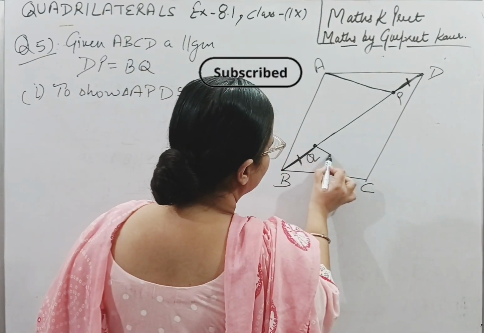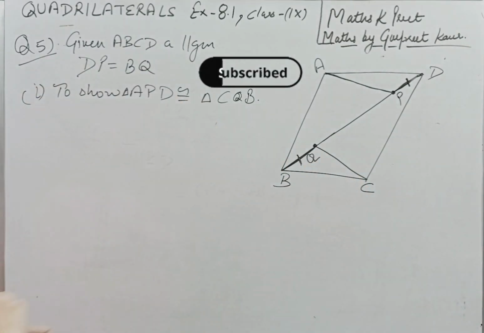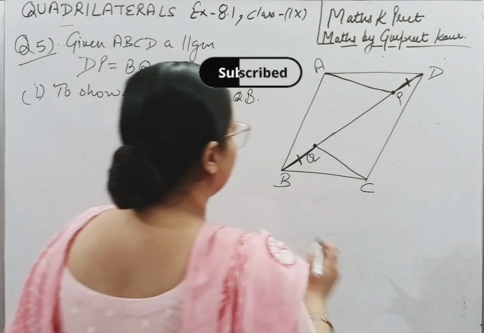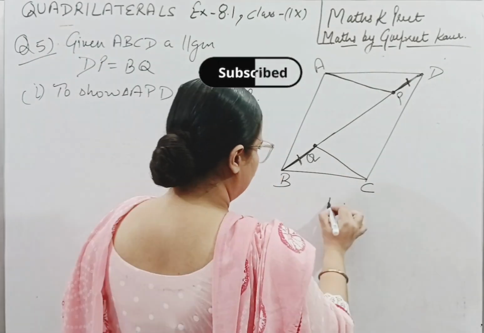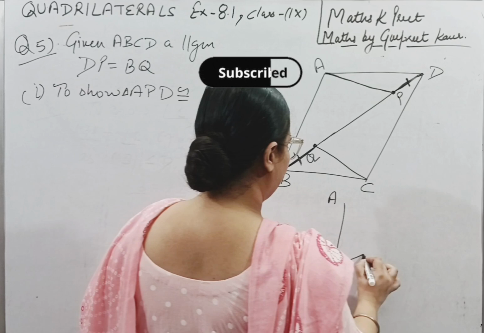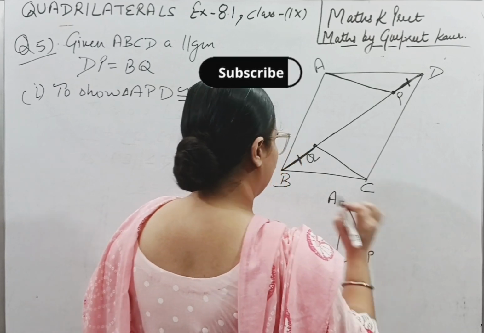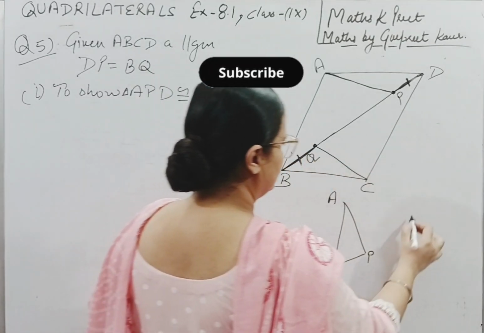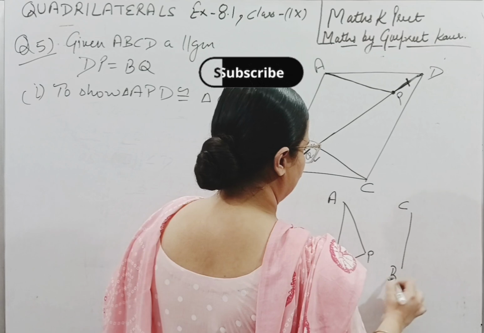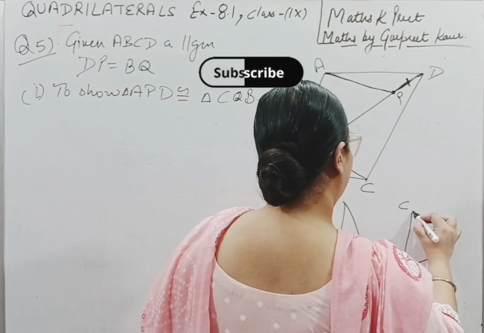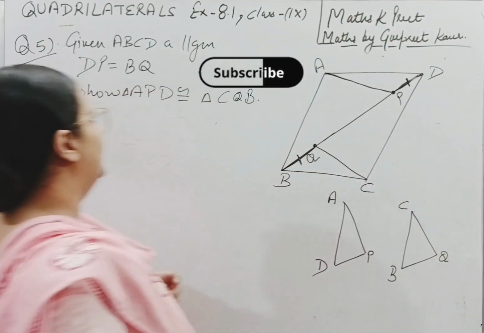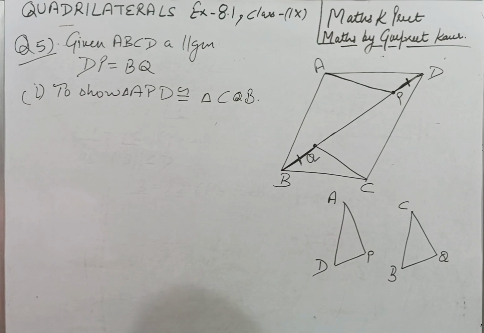CQB. CQB means this. Let me draw these two triangles separately. APD. So AD is coming like this. This is P, say. Fine. Here CBQ. So CB will be like this. This is Q. Fine. Okay, so I have to prove that these two triangles are congruent.